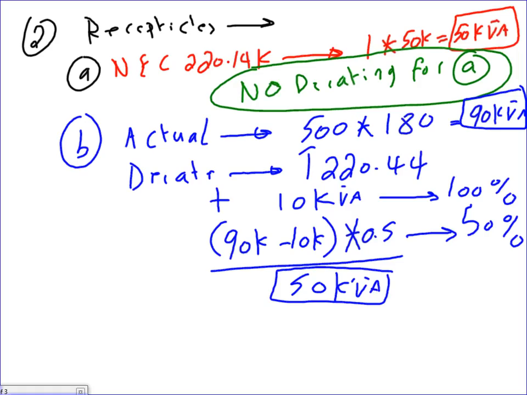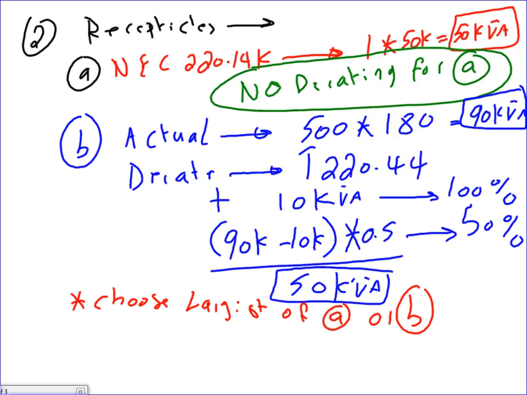Now you choose the largest of the two. Did they come up with the same number? Good grief, I should have used it a little bit different. 50. And then the last step, I'll use red: choose the largest of A or B. Okay, why am I getting 40?